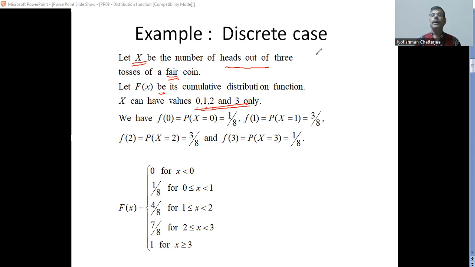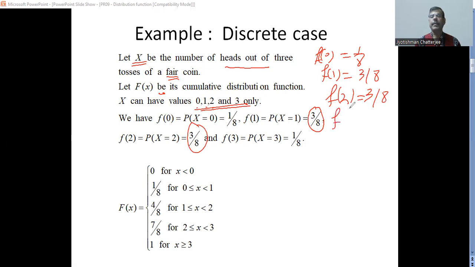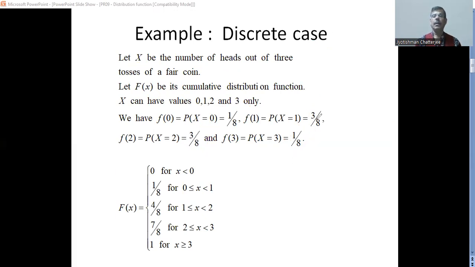We already know, from when we did this while studying discrete random variables, that f(0) is equal to 1 by 8, f(1) is equal to 3 by 8, f(2) is again 3 by 8, and f(3) is equal to 1 upon 8. We know this from our earlier study. So these four things we know.